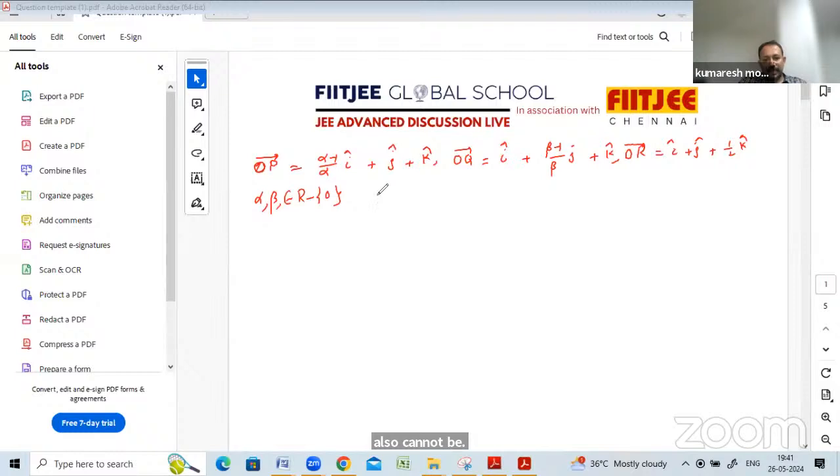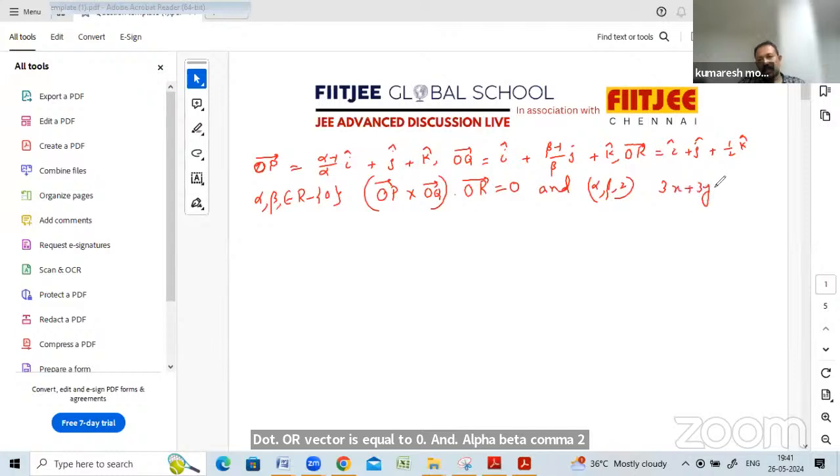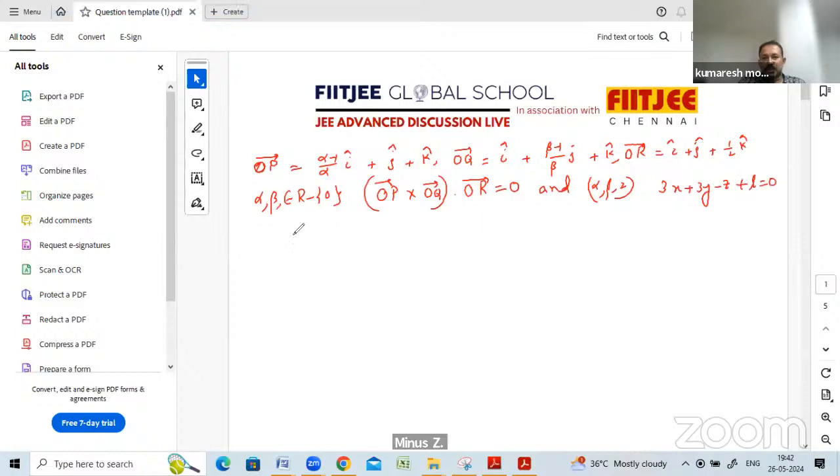Right? And given that OP cross OQ dot OR is equal to 0, and alpha, beta, 2 lies on the plane 3x plus 3y minus z plus L equal to 0, we need to find the value of L. That was the question. It's a numerical problem, a standard, direct formula-based problem.